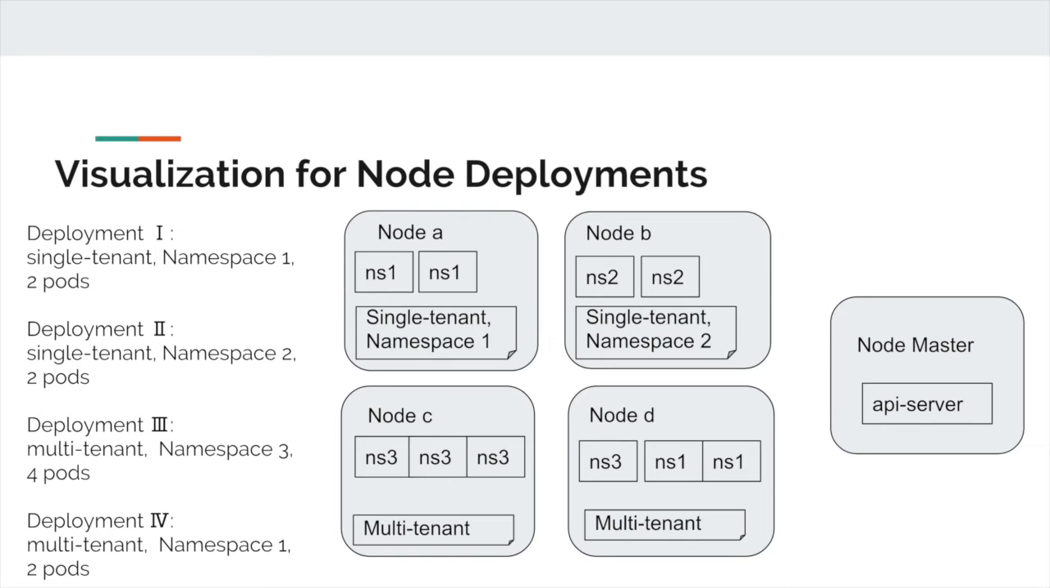The third application is multi-tenant and is a member of namespace 3 with 4 pods. The fourth application is also multi-tenant, but belonging to namespace 1 in this case, and it contains 2 pods. As you can see, node C has 3 pods of namespace 3, and node D has the last remaining pod of the third deployment, as well as the 2 pods belonging to the fourth deployment.